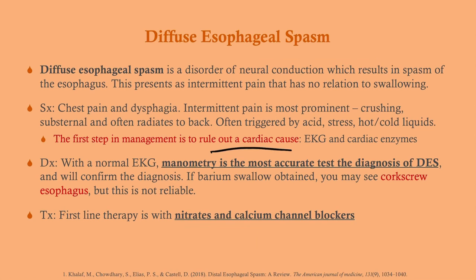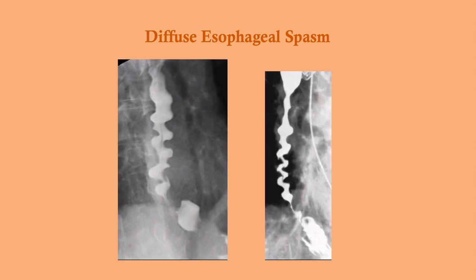Yes, you can. However, only about 5% are going to have findings. So the finding that you do see is corkscrew esophagus, and this gets hit on exams quite a bit, but only about 5% of DES patients will show that finding. Most of the time, their barium swallow is going to be normal. The first line therapy here is nitrates and calcium channel blockers. This is the corkscrew esophagus. If you're lucky enough to see it, most of the time you have to do manometry.